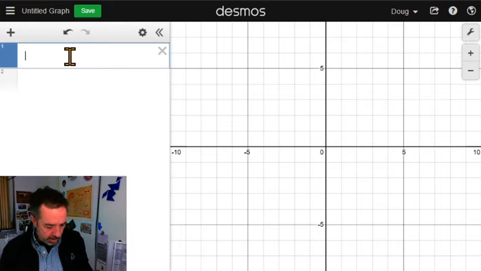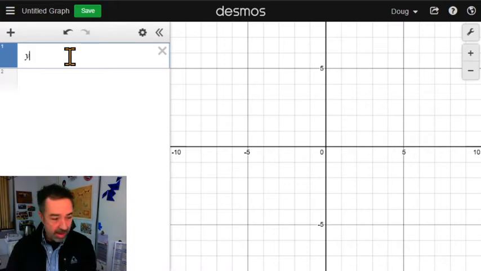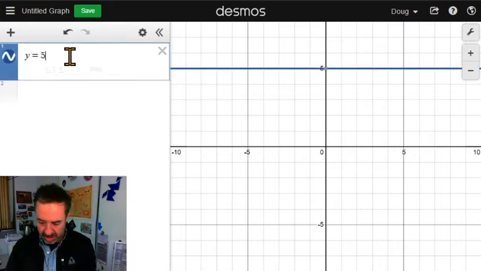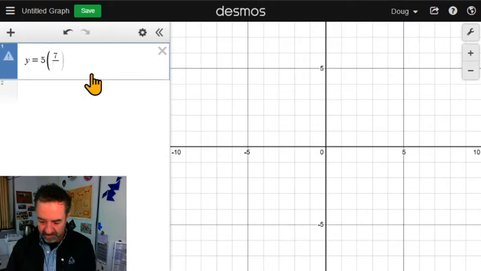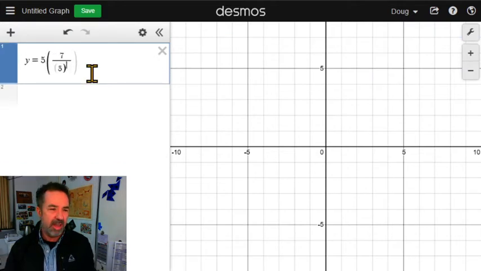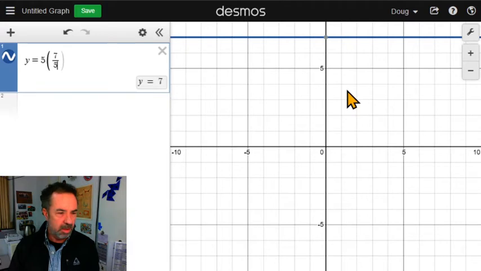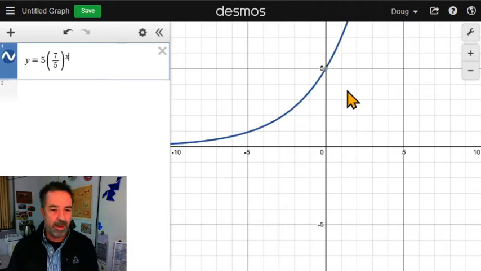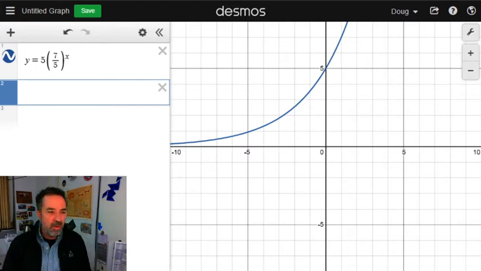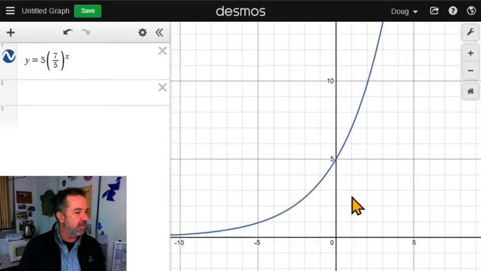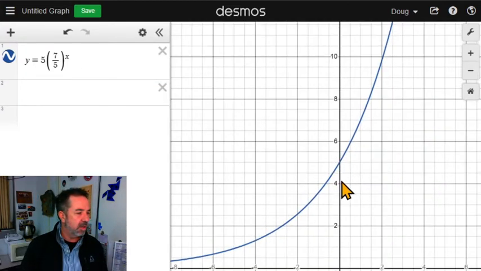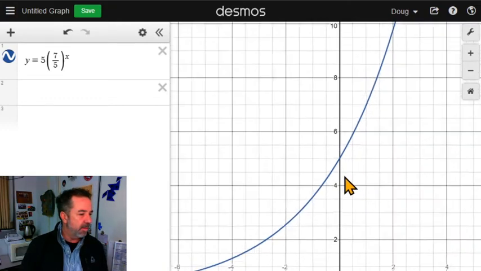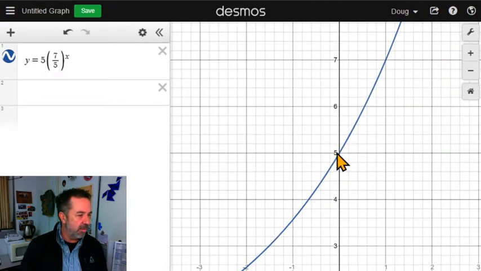So in Desmos, I'm just going to go ahead and type my solution here. Y is equal to 5 times 7/5, and I will close parentheses and raise that to the x power. So once I'm looking at this graph in Desmos, I can see certainly that when x is 0, I am hitting the number 5.